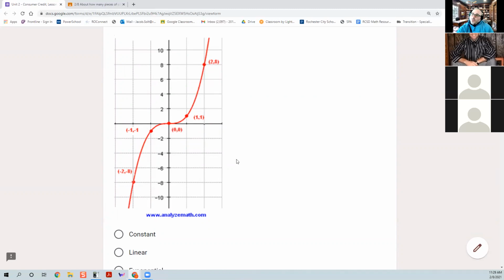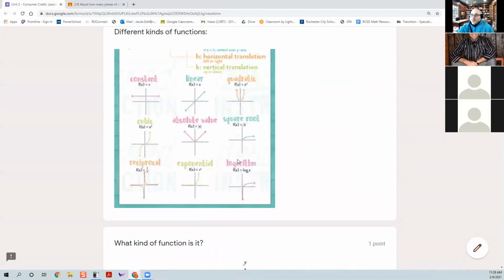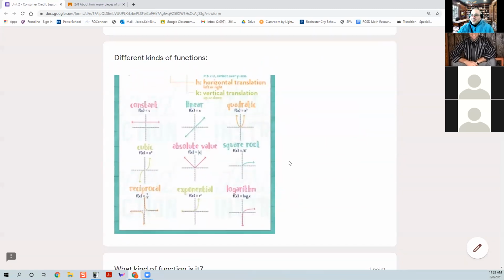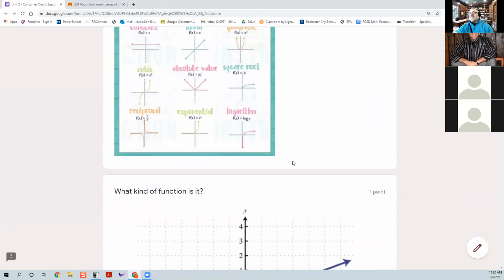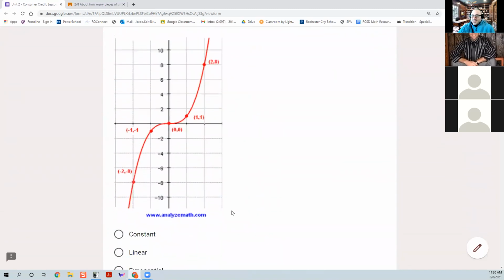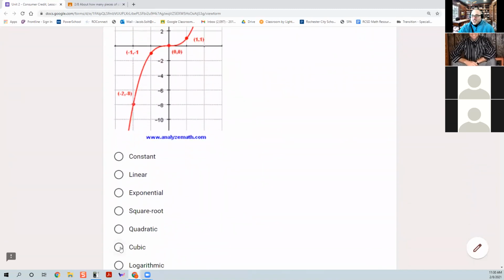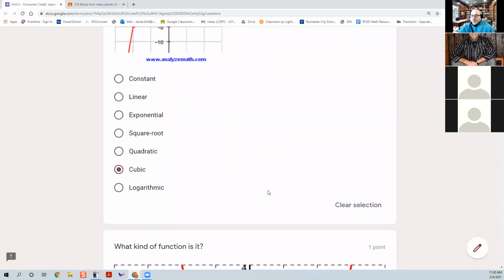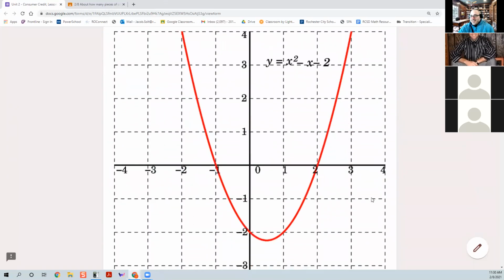Well, if you go back up to this poster, it says right here, cubic. Thank you, sir. Absolutely. Here's our cubic shape, and that's what this has right here. We choose cubic there. All right, that's our cubic shape. Good. You guys, if you took Algebra 1, you looked at a lot of these in Algebra 1.